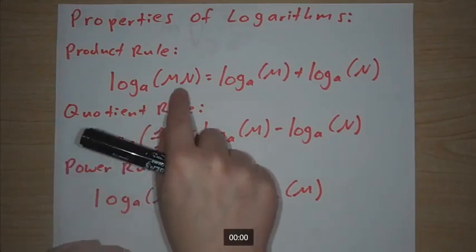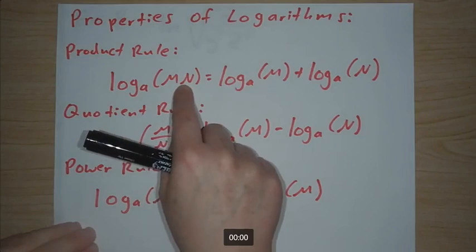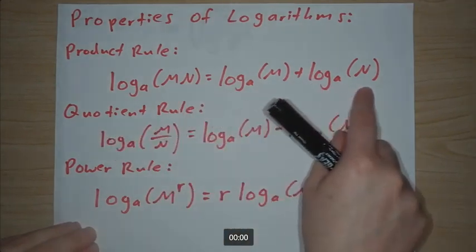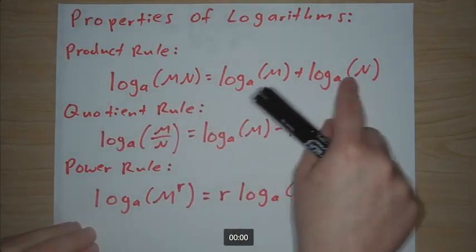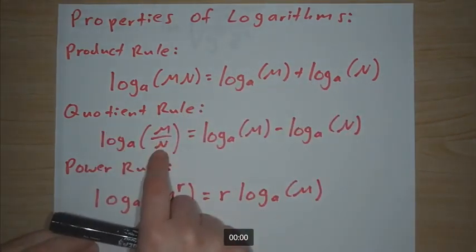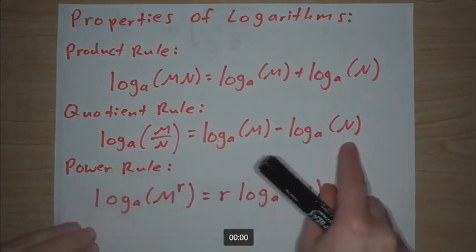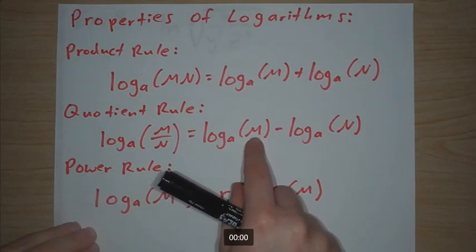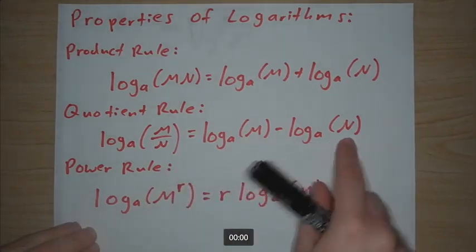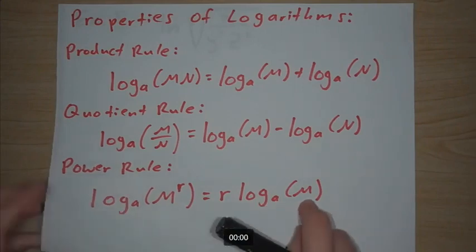For the product rule, if two values of a log are being multiplied together, like so, m times n, we can separate them into an addition problem where we have the same base, but our m and our n are being added with their logs. Quotient rule, we have m divided by n of a log of a. We can separate this into a subtraction problem where our log of m is subtracting log a of n. Our power rule, where we have m to the exponent r, we can pull out this exponent to the front and multiply it by the entire log a of m.